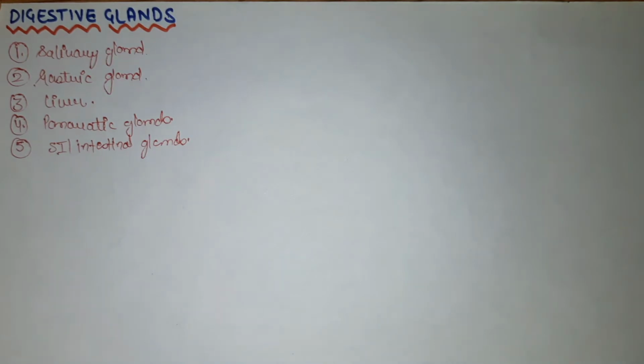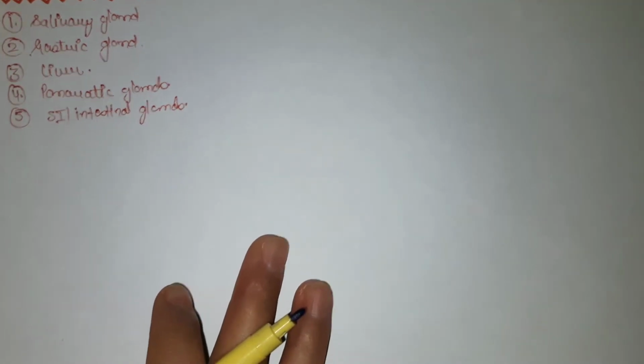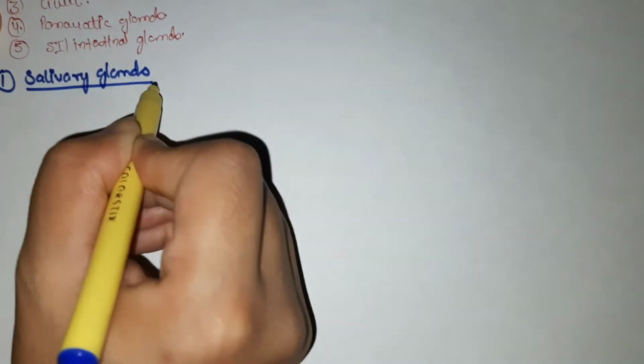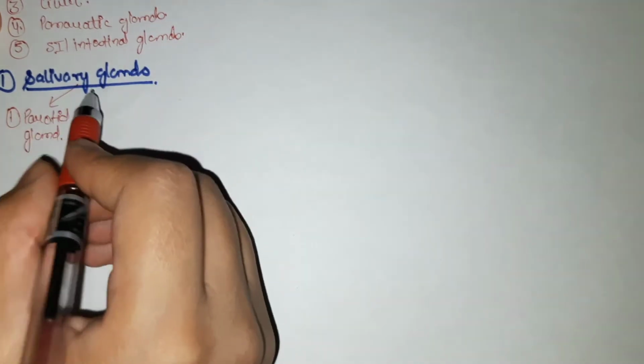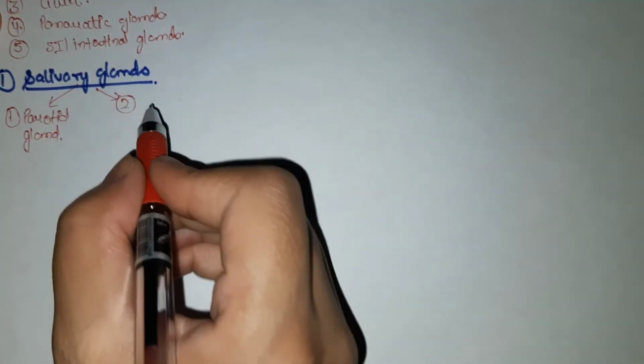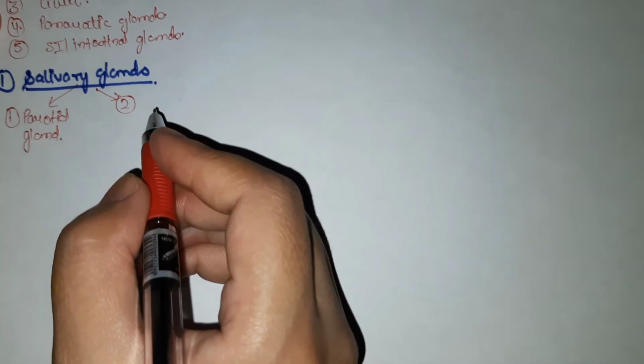Now the first is your salivary gland. Salivary glands: you have majorly three salivary glands. First is your parotid gland. Second is your submaxillary or submandibular gland.